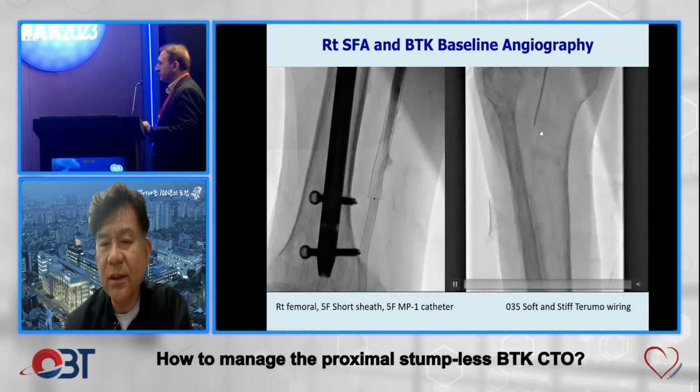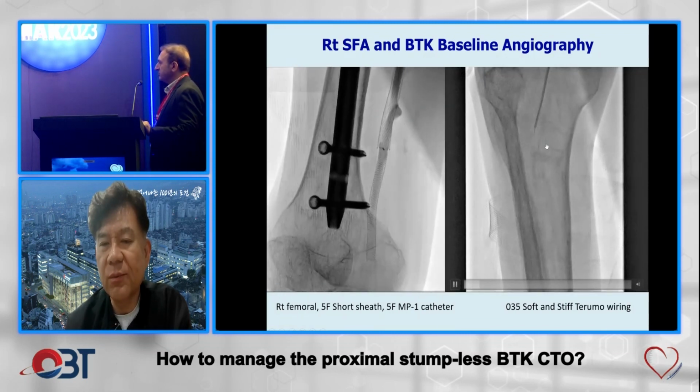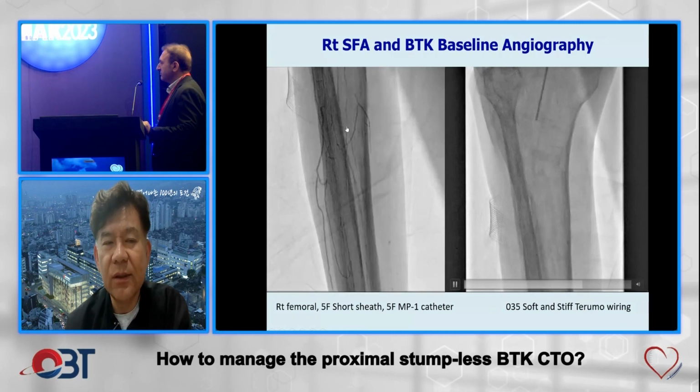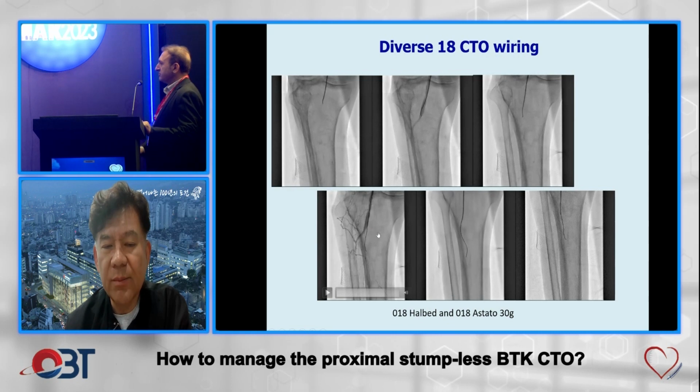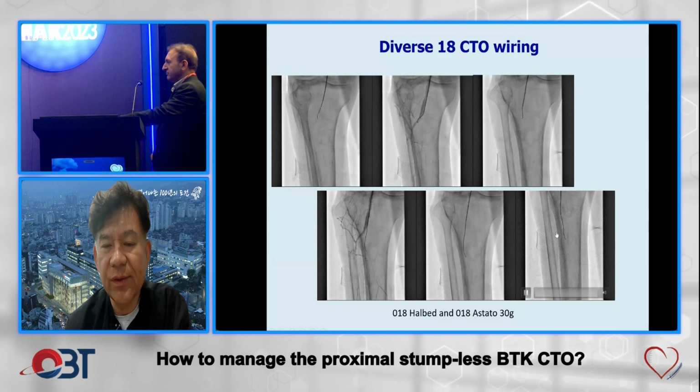So this patient, initially I started with this Steep Terumo, but could not dig. So in this particular situation, you can try the 18 CTO like this. No Gaia, PV and the Harvard series cannot penetrate, but only the 30 gram Astato could penetrate. You can see the contrast angio partly penetrated. This intraluminal wiring can be dangerous. So you don't know the exact route.